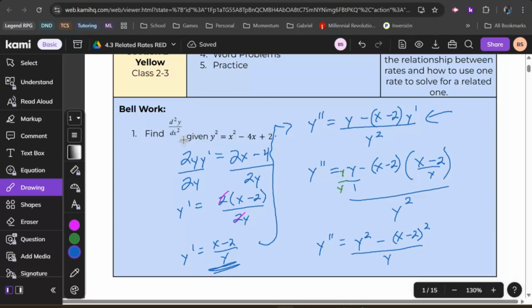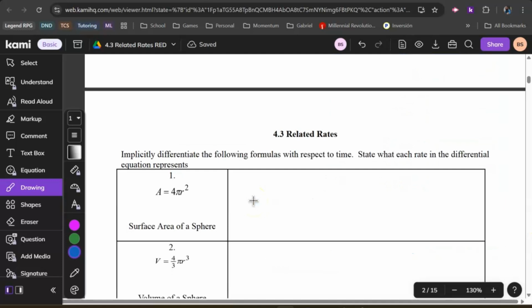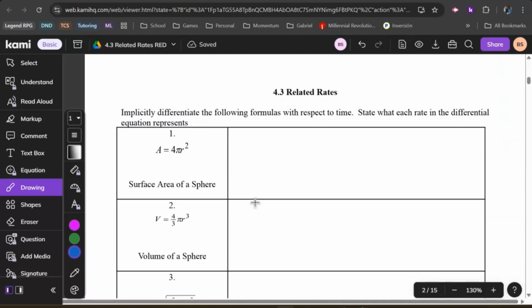Now, instead of dividing by y squared, remember that if we have a fraction of a fraction, what we can always do is take this second fraction and keep, change, flip. So this one goes up there. And so our final answer, therefore, is going to be y squared minus x minus 2 squared all over y cubed. And that would be our final answer there. All right, so let's take a look at related rates, how these are going to work. Let's jump into today's lesson.